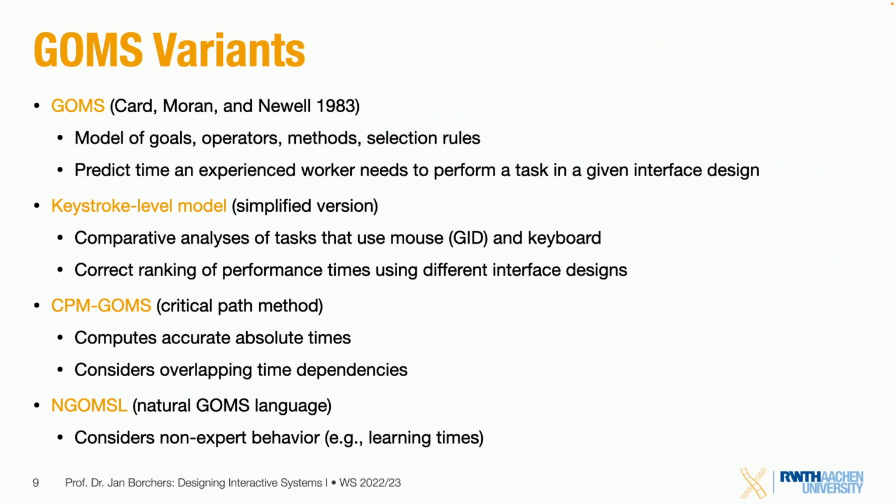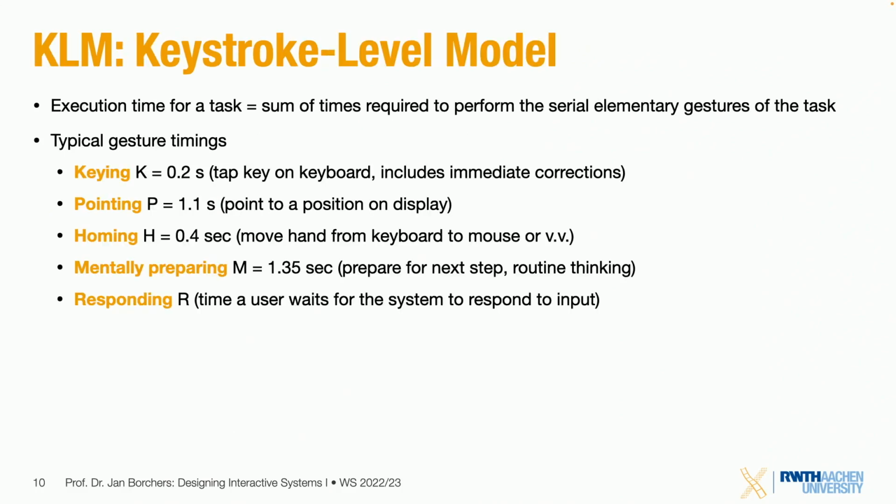But that's just an outlook on where the variants of GOMS that exist out there. We're going to take a look at the simplest one right now, which is the keystroke level model. And we're going to do an actual example of how that works. All right, so KLM keying is tapping on a keyboard. Pointing is pointing to something on the screen. And again, it's an average, right, of all the possible distances and target sizes that you might have.